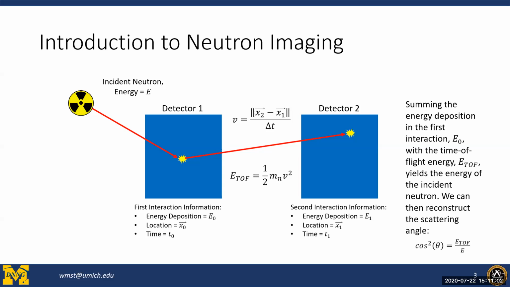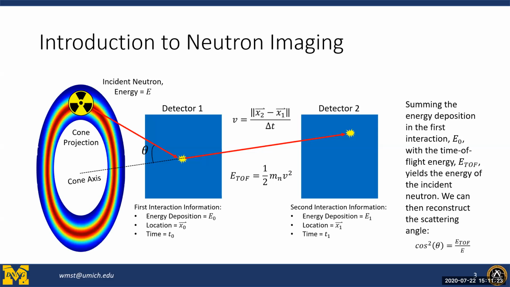So the systems that are scatter-based neutron imaging systems are spectrometers. We can then figure out the scattering angle relative to what we'll call the cone axis here, theta, based off of the equation you can see in the bottom right, where cosine squared of theta is equal to the time of flight energy over the incident energy. And we can then project a probability distribution of where that neutron originated from. And this is called a cone projection.